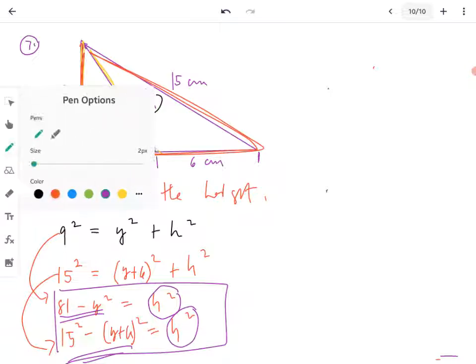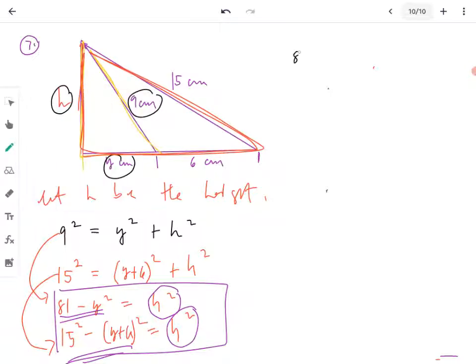So we say that 81 minus y square is actually equal to 15 square, or you can say 225, minus the y plus 6 square. So as you can see, this one is from the first equation. This one is from the second equation. So we're just using that to solve for y.